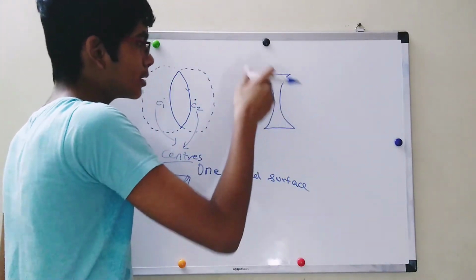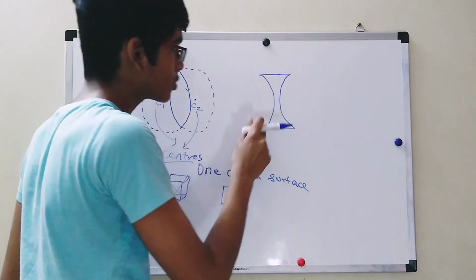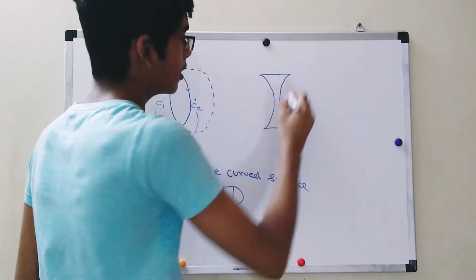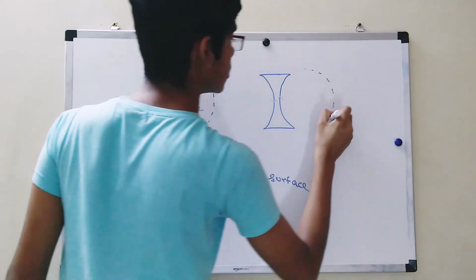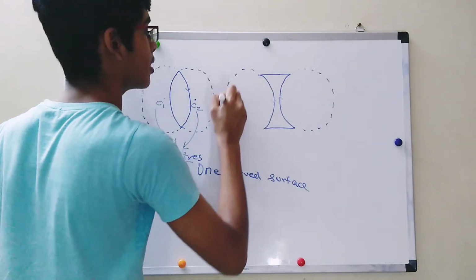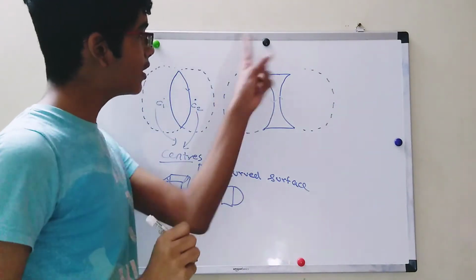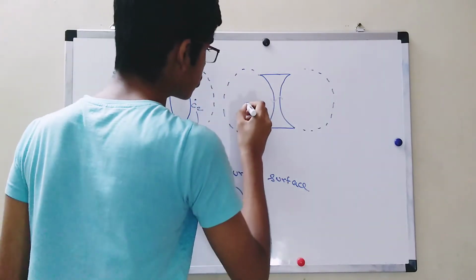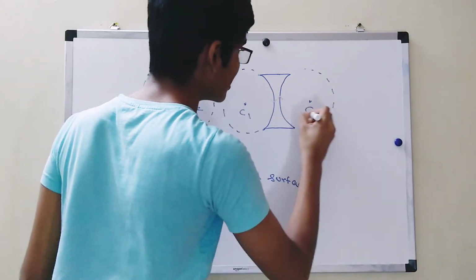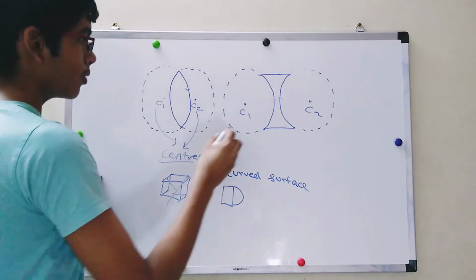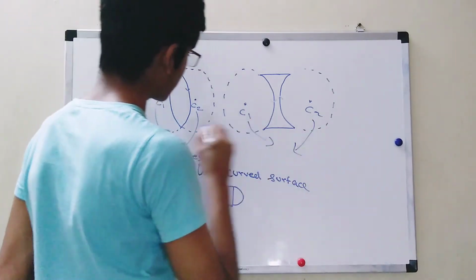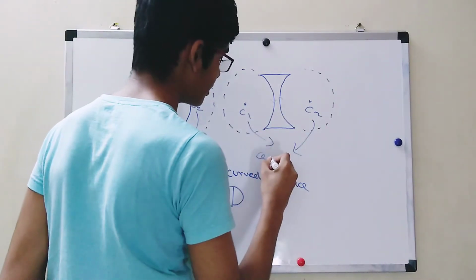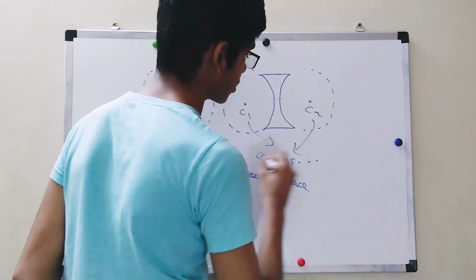Now we'll understand in the case of biconcave. Again, there are two spherical surfaces. One is this one and the other is this one. Now if we complete this circle and this, we again obtain two circles. Two circles will have centers C1, C2. So again there are two centers, no matter what the lenses are. Again it is centers of curvature.